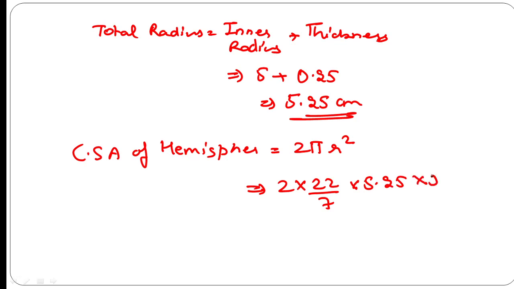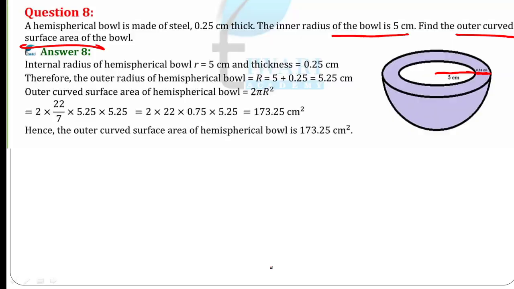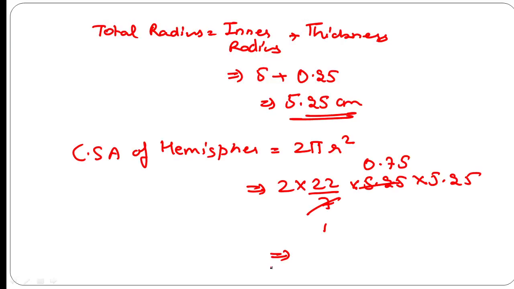Square means it is multiplied 2 times. So on solving, what will you obtain? You will obtain the value to be 173.25 centimeter square. So you can multiply this and you will obtain the required curved surface area of the hemisphere to be 173.25 centimeter square.